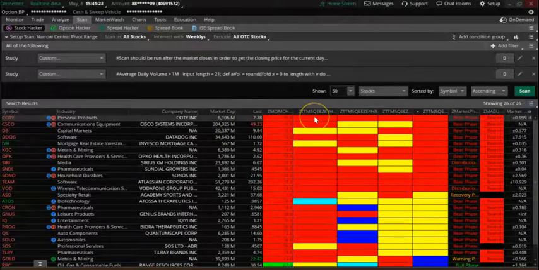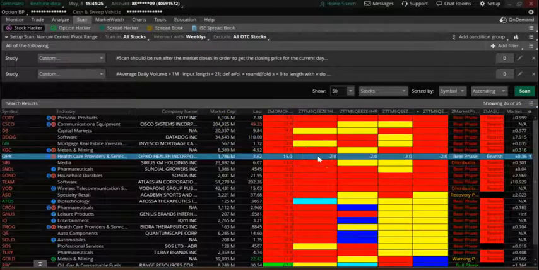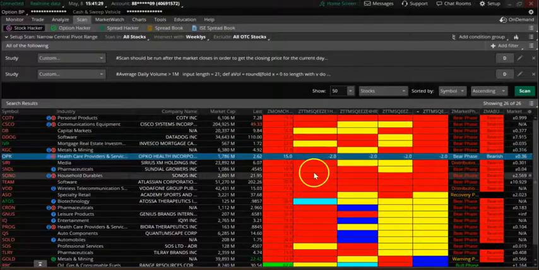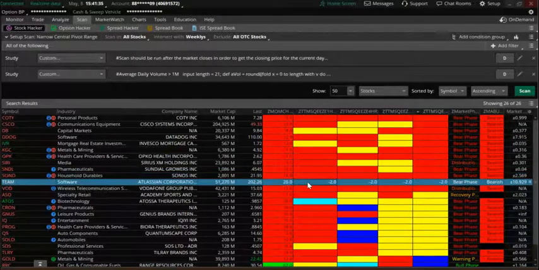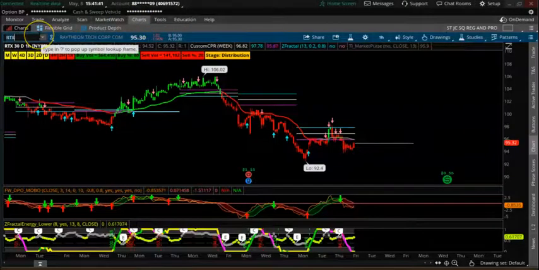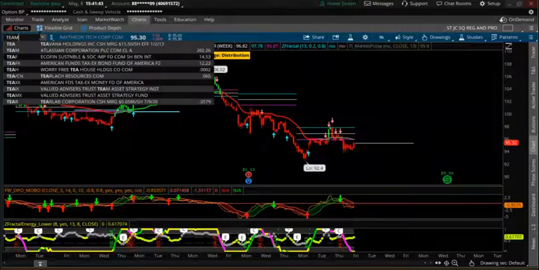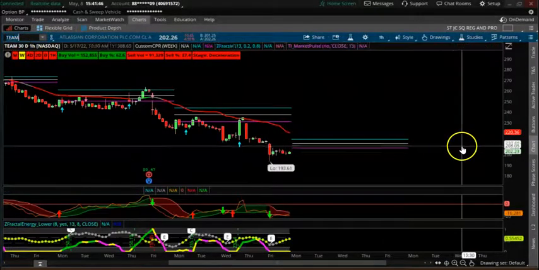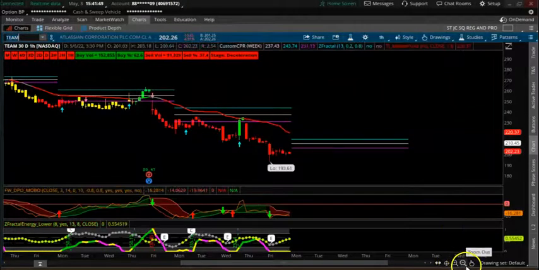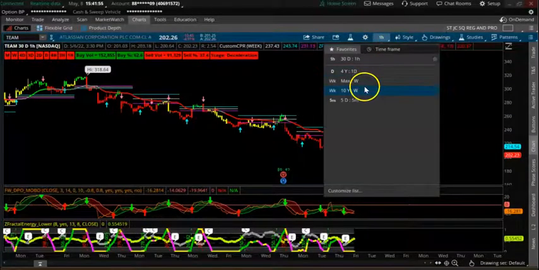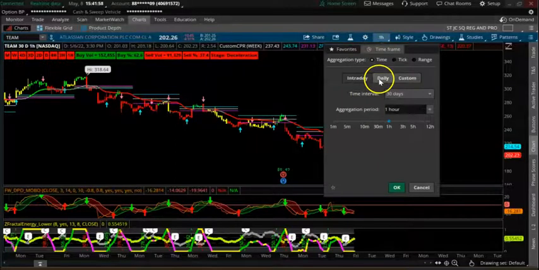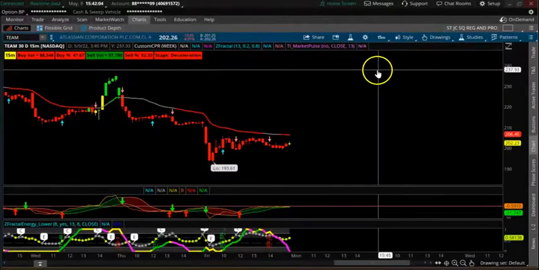All the way red is COTY and OPK. COTY, OPK, and TEAM. Okay, let's look at TEAM. You want to go to a lower time frame. Okay, so let's look at 15 minutes because we are on daily CPR.